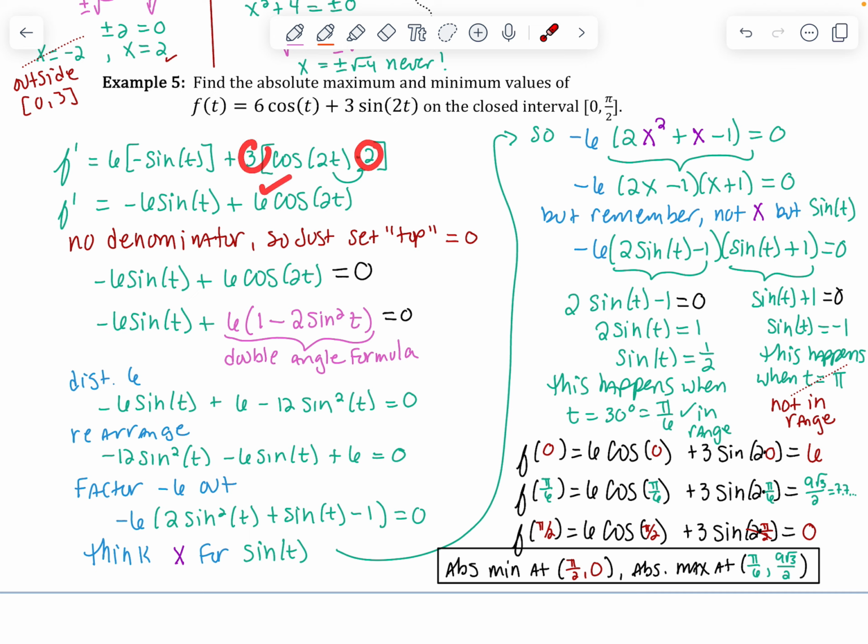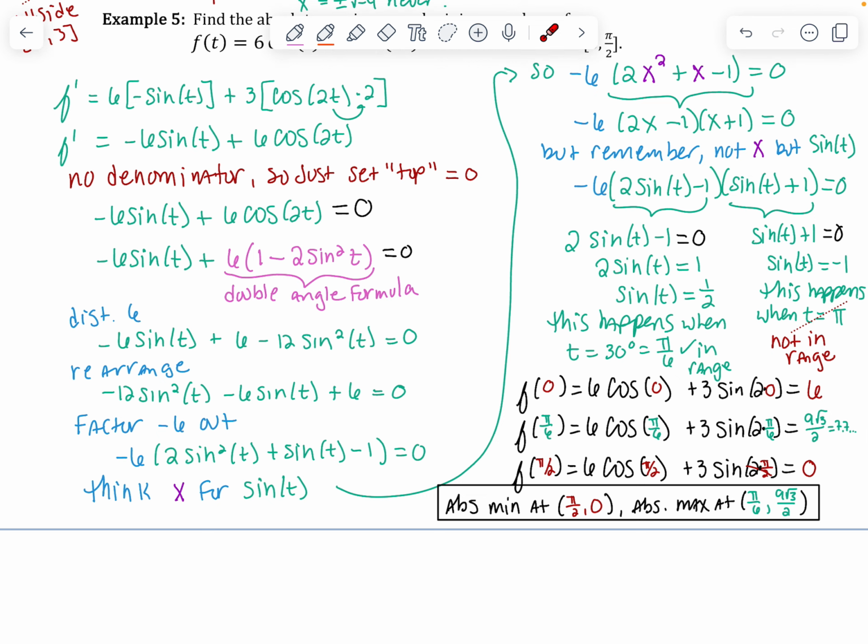So I can multiply the 2 and the 3 to get a 6 in front of my cosine of 2t. This problem does not have a denominator, so I only need to worry about when the numerator equals 0. And so I've got my 6 sine of t and my 6 cosine of 2t that I need to set equal to 0.